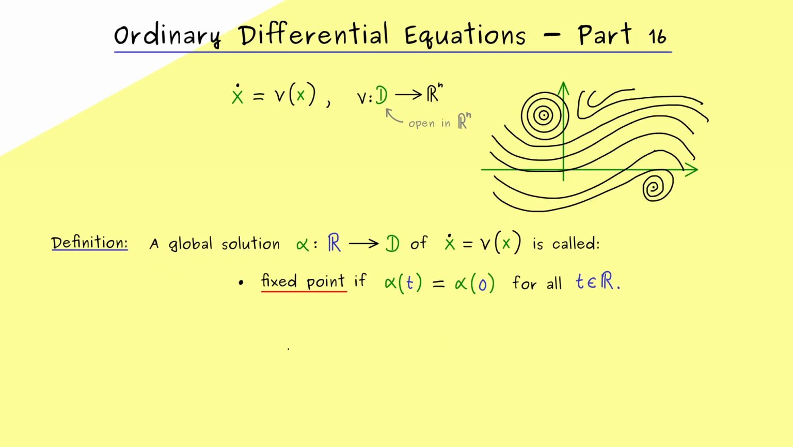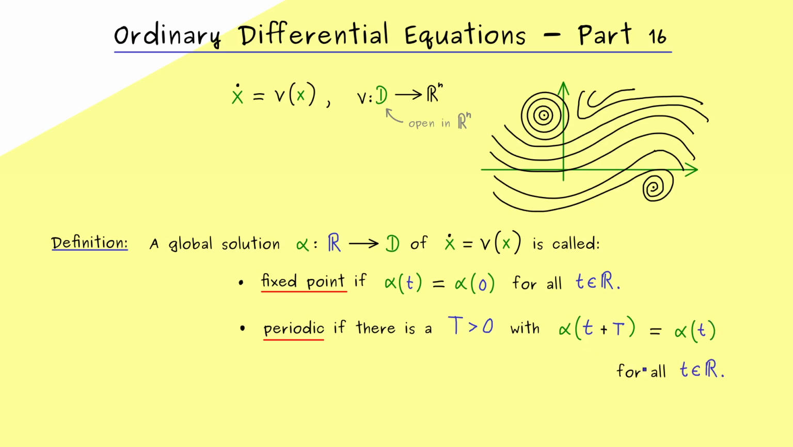Okay, then let's go to the next nice orbit there, which is the periodic one. Therefore, we also call this solution a periodic solution. This means after a fixed time, which we would call a period and be denoted by capital T, the solution alpha will just repeat itself. More precisely, if we add the capital T to any point in time, the solution alpha gives the same value. And also here, this should hold for every point in time t in R.